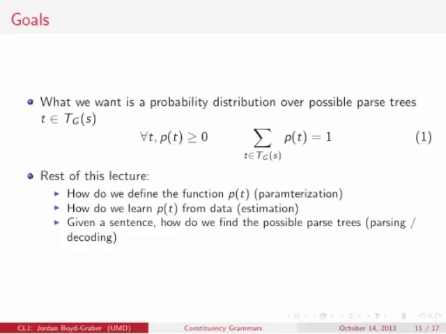So what we want to do is, instead of just having a set of trees given a particular yield, we want to have a distribution over the possible parse trees. So this leads to a couple of questions. One, how do we parameterize our grammar to give us this distribution? How do we learn this parameterization from data? And finally, how do we figure out the possible parse trees given a particular yield of a sentence?